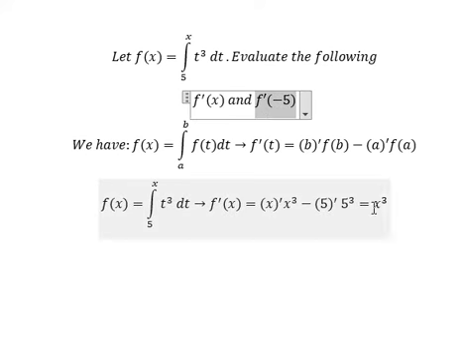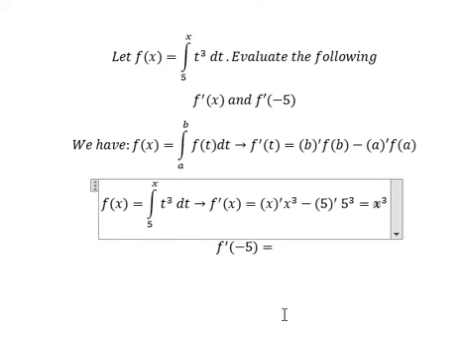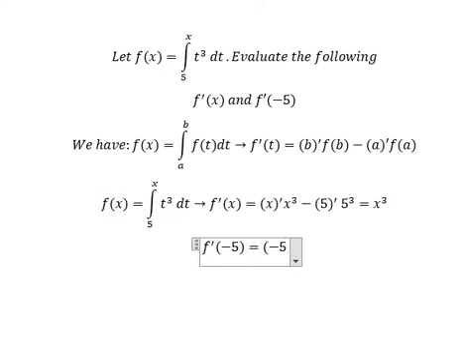After we got s to the power of 3 in here, we can put negative 5 in here, and we get the final answer. That's negative 125. This is the end.